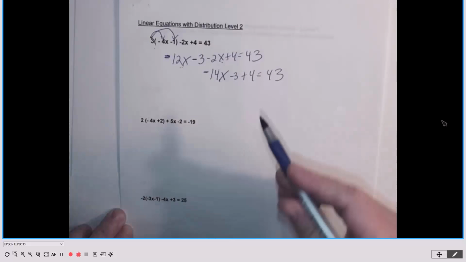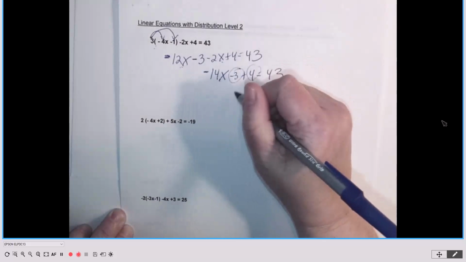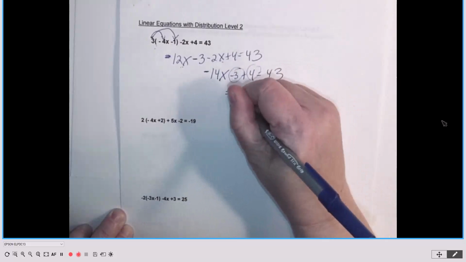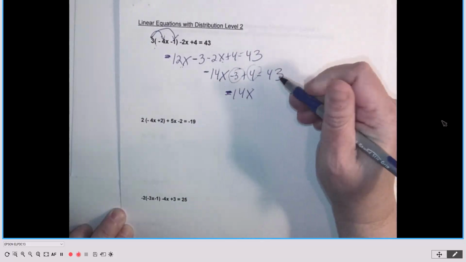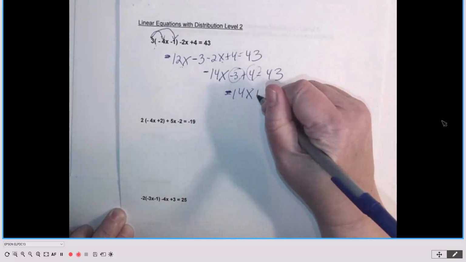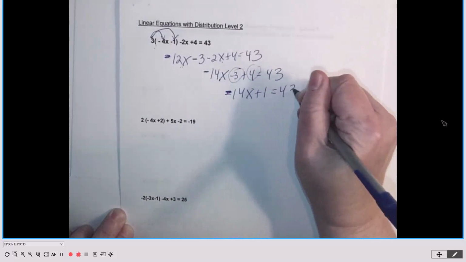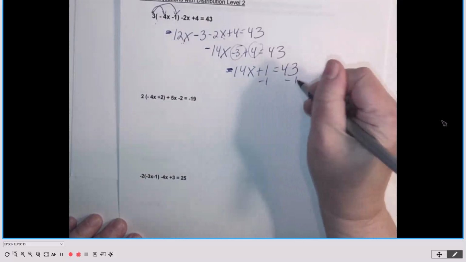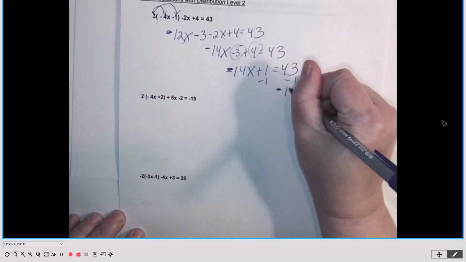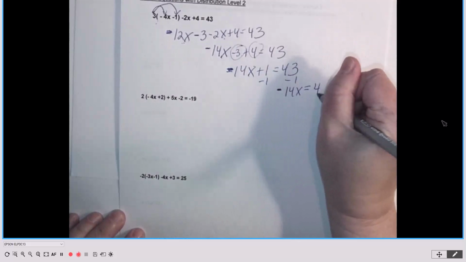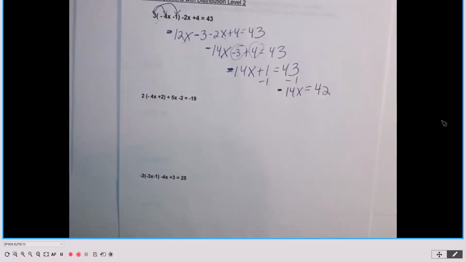And then let's do another combining. I'm going to combine these together. So negative 14x, and also bold those negatives. Negative 3 plus 4 is a plus 1 is equal to 43. And then I'm going to subtract 1 off of each side to get a negative 14x is equal to 42.